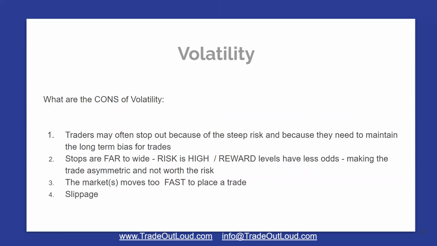So what are the cons of volatility? Like I said, traders may often stop out because of the steep risk and because they need to maintain long-term buys for their trades. Stops are far wider, and risk is high compared to the reward. So it's always an asymmetric environment.